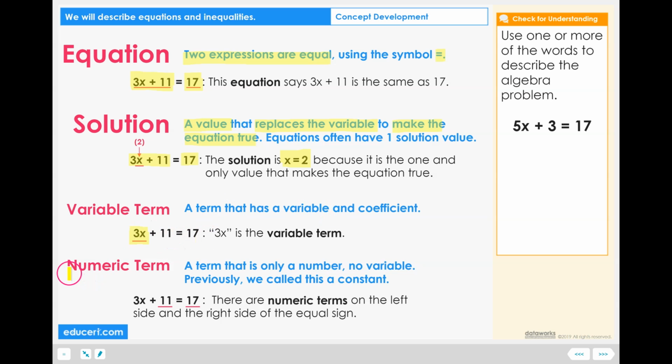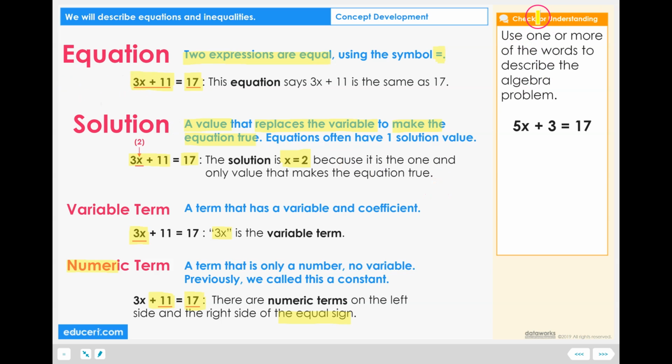The other two terms have a name though, and that name is a numeric term. When you think of numeric, just think of number. It's the number term. And that is a term that is only a number, no variable. Previously, we had called this a constant. So numeric term and variable term. In our example, 3x is the variable term, and there are numeric terms on the left side, that's the 11, and on the right side, the 17, of the equal sign. Once again, that is from our equation.